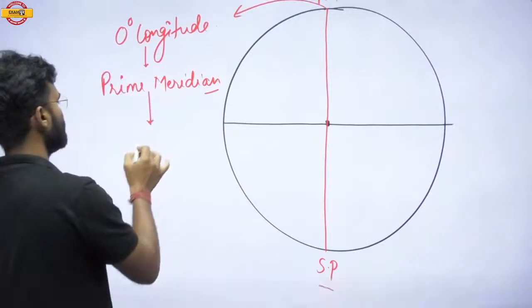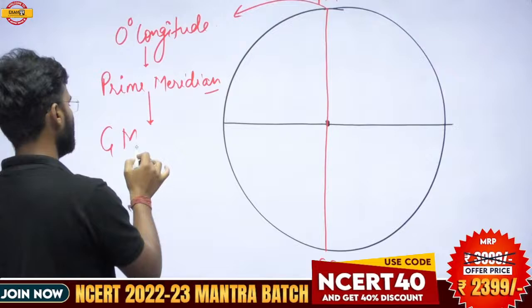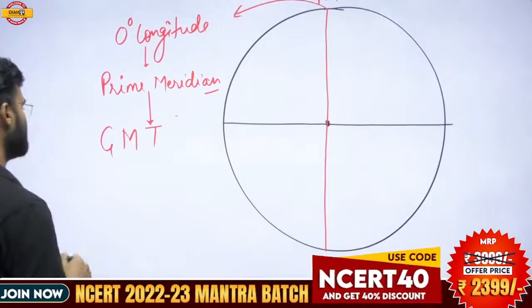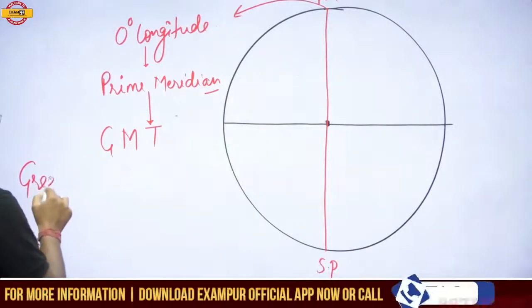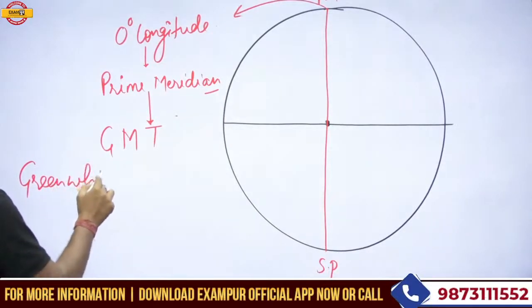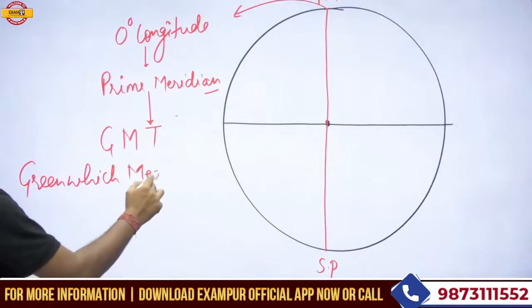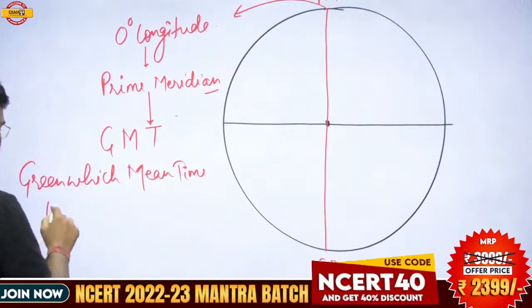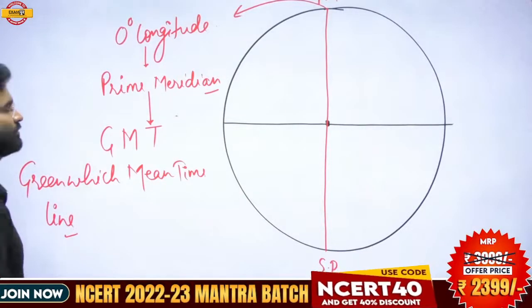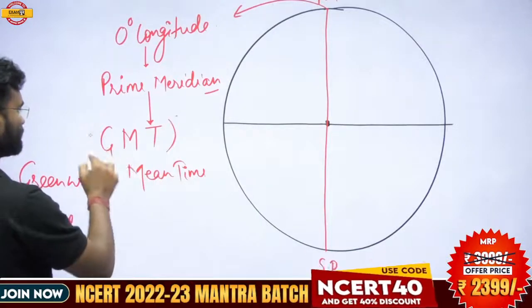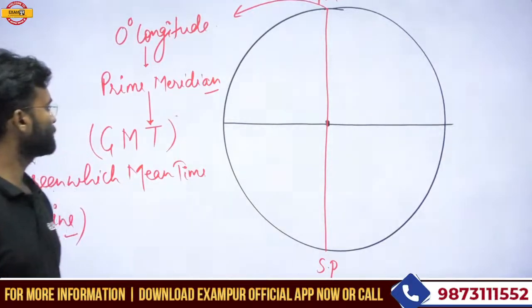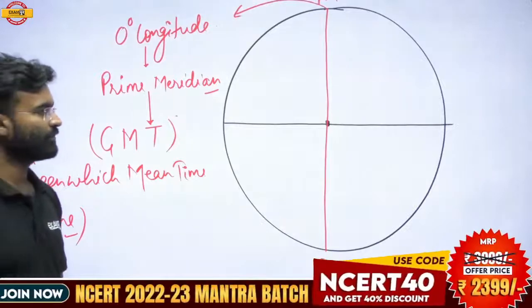This line also passes through Greenwich, and the entire world decides its timeline on the basis of this line, and that is why this line is also termed the Greenwich Mean Timeline, the GMT line.